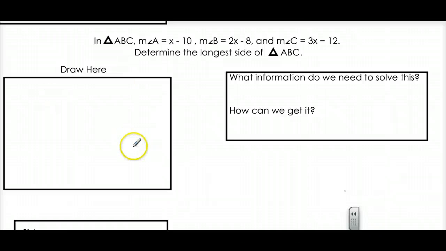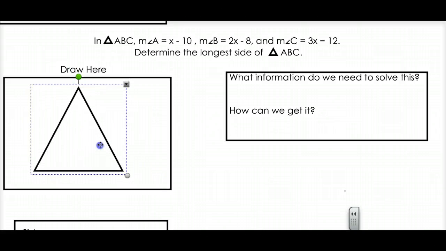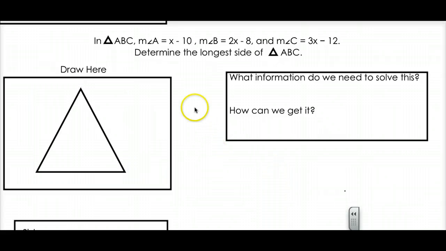Well, this involves some thinking. So first, let's start by drawing this guy. We're going to draw out our triangle like so. We got A, B, and C. A is x minus 10, B is 2x minus 8, and C is 3x minus 12. We want to find the largest side of ABC.